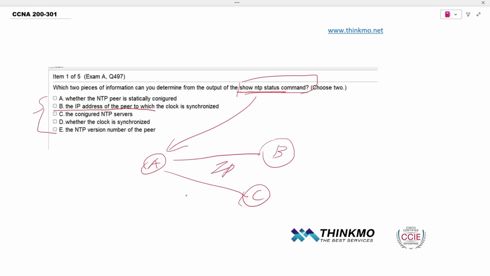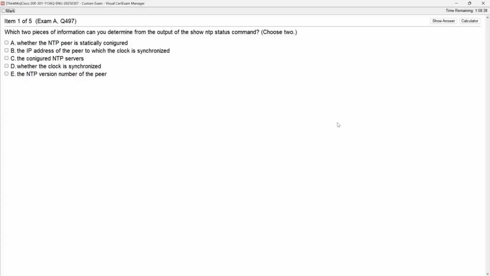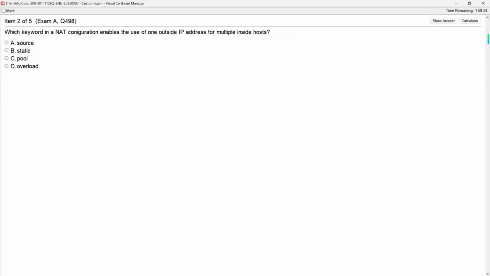The other correct answer is D, which pertains to the accurate time. I can check whether the time has been successfully synchronized, or more precisely, whether the time is currently synchronized. Isn't that right? Therefore, the correct answers are B and D. Let's look at the correct answers, B and D.